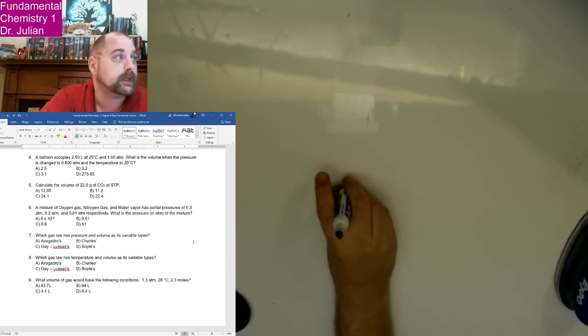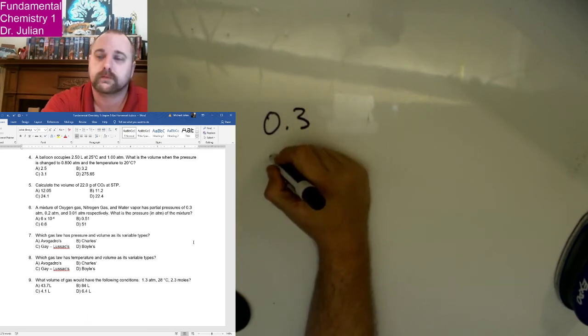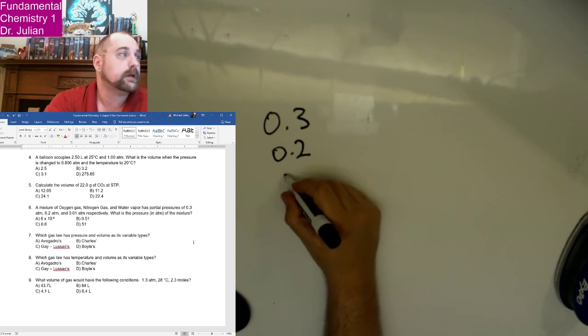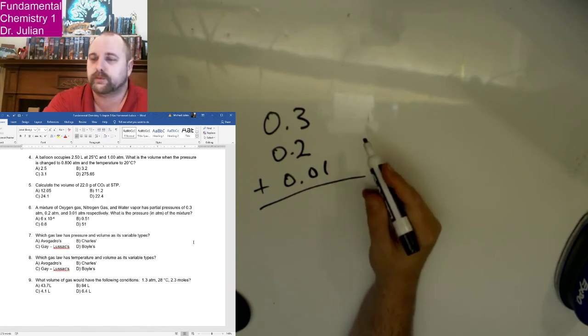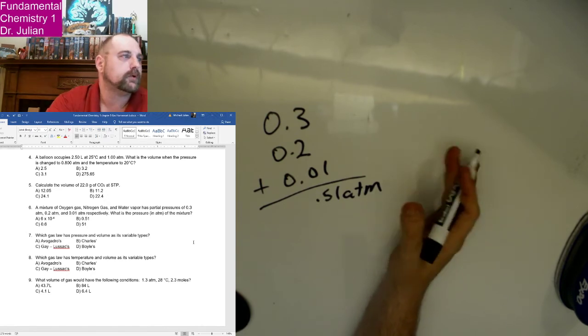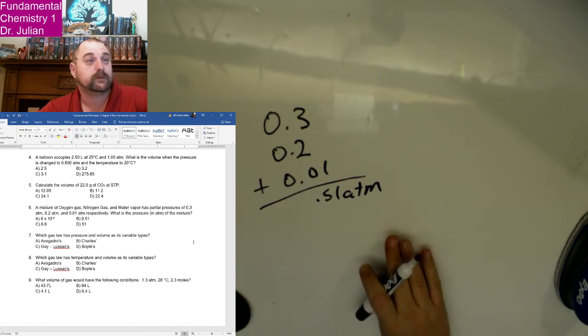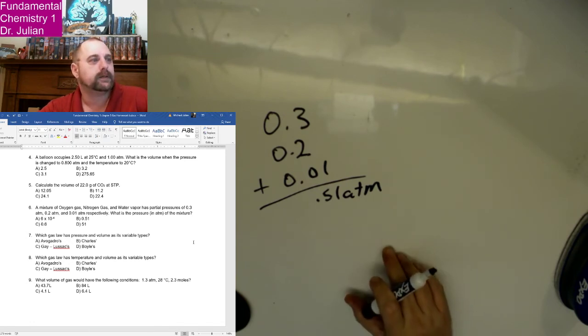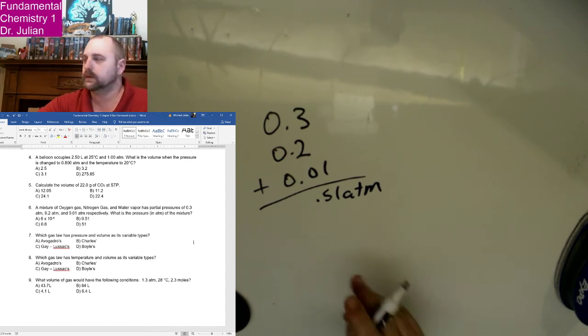Okay. Then I had a mixture, number 6. So 0.3 ATM, 0.2 ATM, and 0.01 ATM. What is the pressure of the mixture? 0.51 ATM. That's it. Pressure and volume is Boyle's. Temperature and volume, Charles. Charles was on TV, so temperature and volume, TV. That's Charles.